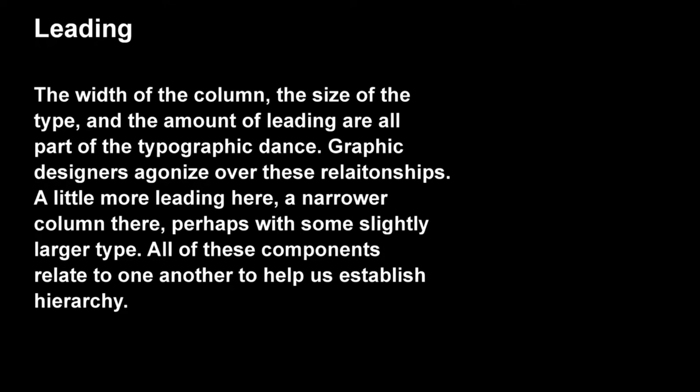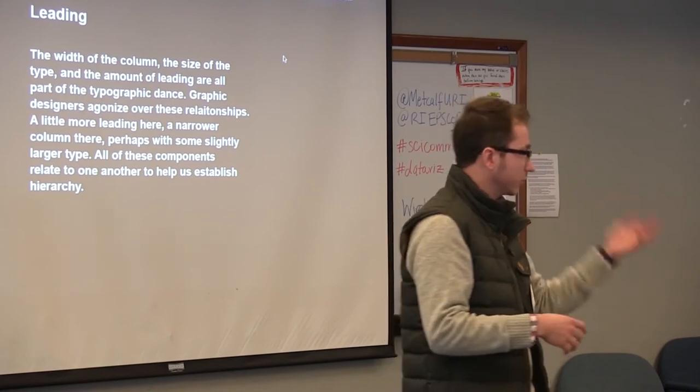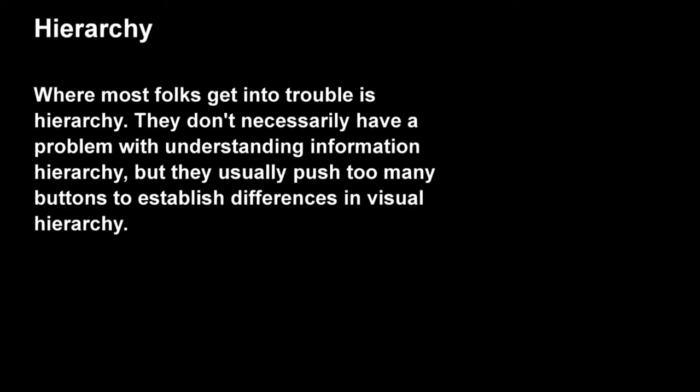And so the width of the column, the size of the type, the amount of leading are all part of this typographic dance. Graphic designers agonize over these relationships. It's a little more leading here, a narrower column there, perhaps some slightly larger type. And all of these components relate to one another to help us establish hierarchy, which was that term that Neil spoke of. And hierarchy, I've noticed, is where most folks get into trouble.